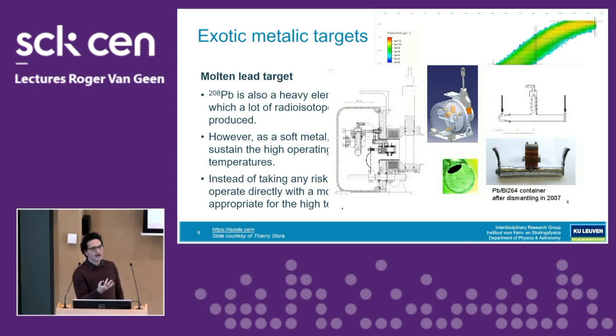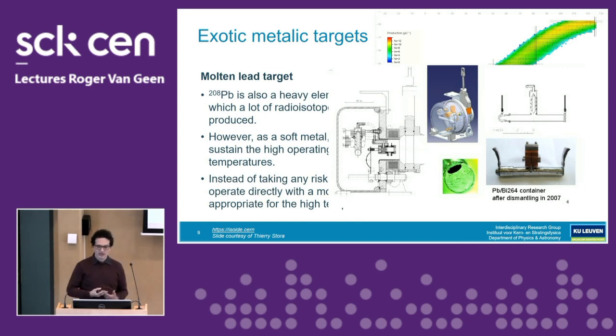We've actually had difficulties with this target, where we started to build up lead on top of our extraction electrode. The buildup was not uniform, and it created little points off of which sparks would start to come off on our 60 kilovolt high voltage. So it is non-trivial to work with those.